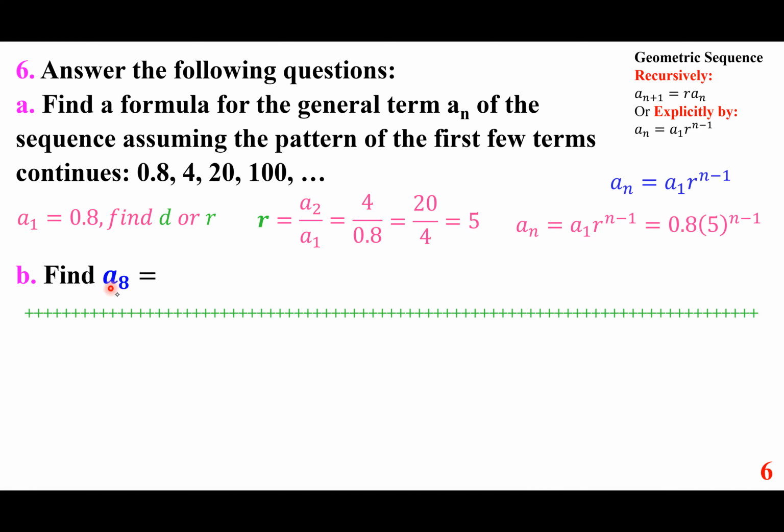We want to find a sub 8. All we have to do, replace this n with 8, which makes it 0.8 times 5 to the power of 7. And you raise 5 to the power of 7 multiplied by 0.8, you get the value for a sub 8 to be 62,500.